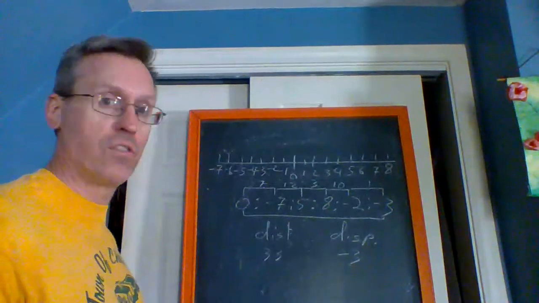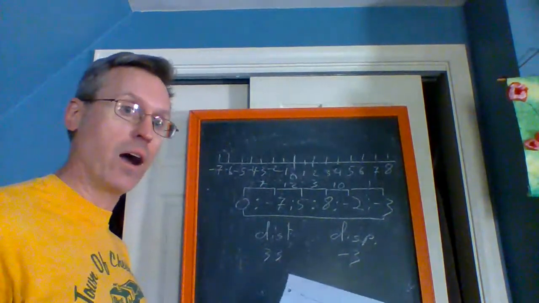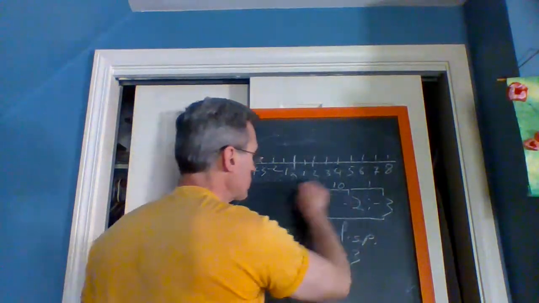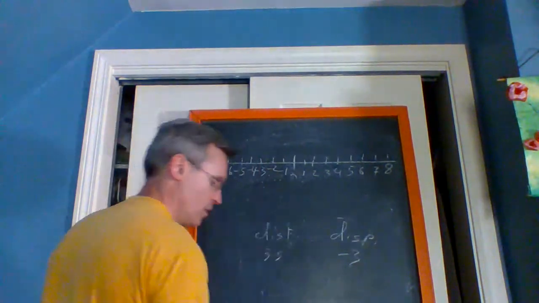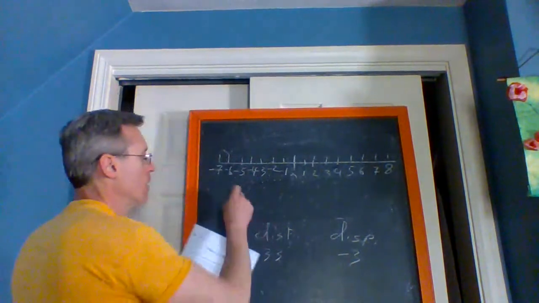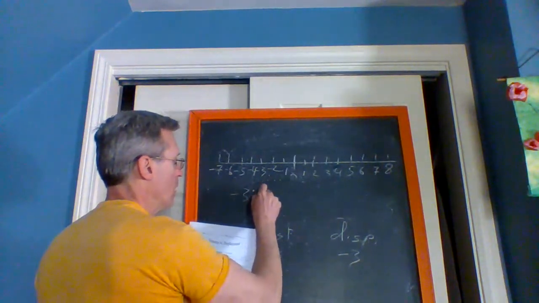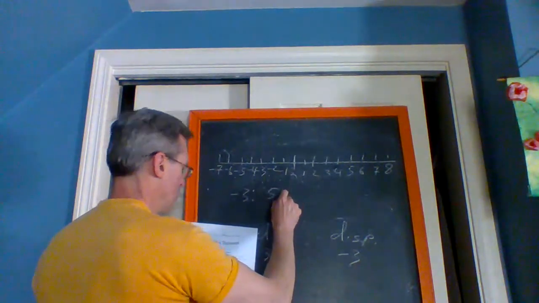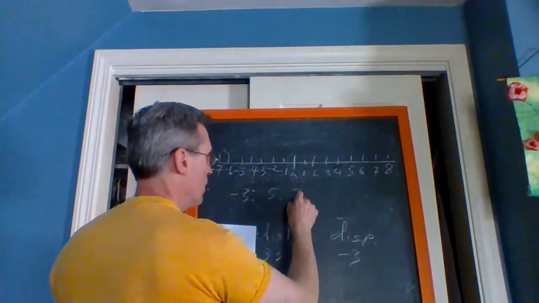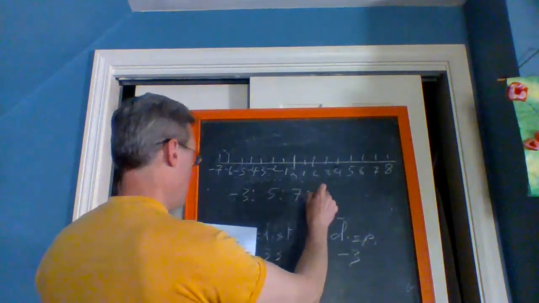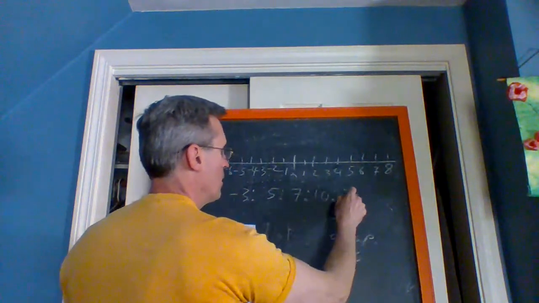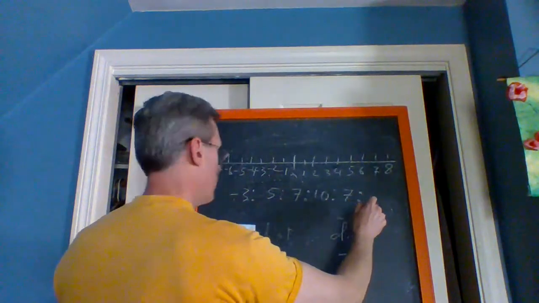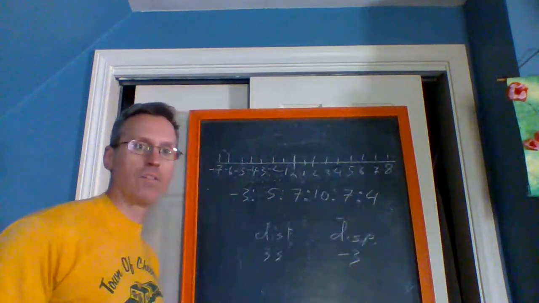I'm actually going to do number 2 also with you, and then I'll let you guys do the rest, all right? So I'm going to erase this. I'll put number 2 up here, and then we'll do it. So number 2 is -3, -5, 7, 10, 7 again, and then 4. Okay, so let's find our distance and displacement.